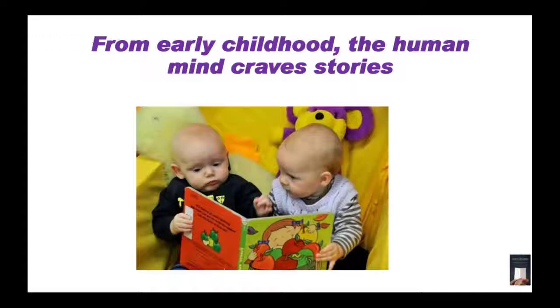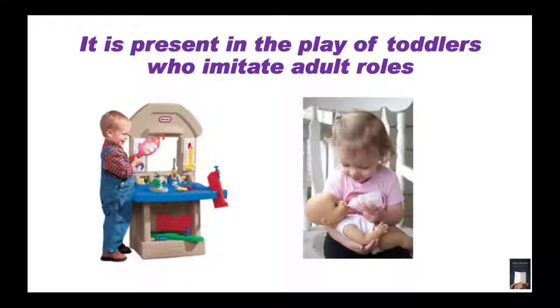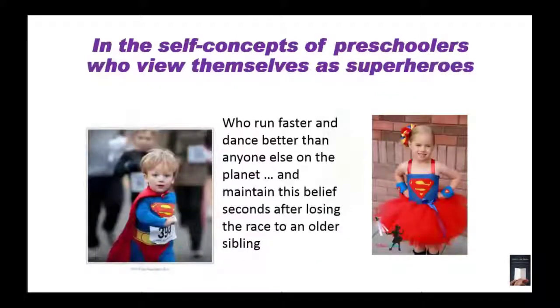So he argues that from early childhood, the human mind craves stories, that we display our knowledge of stories from early play, that we tell ourselves stories all day long about who we are and how we feel about ourselves. So he talks about how even young children think of themselves as superheroes and super dancers. And basically you convince yourself that you're the fastest runner or the best dancer, even when other people beat you in the race. Next time they won't.